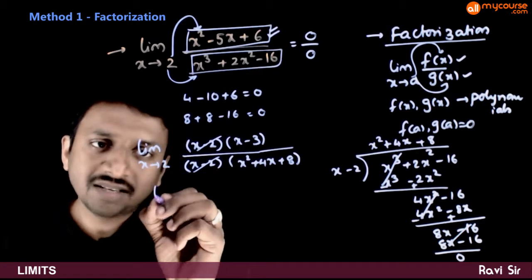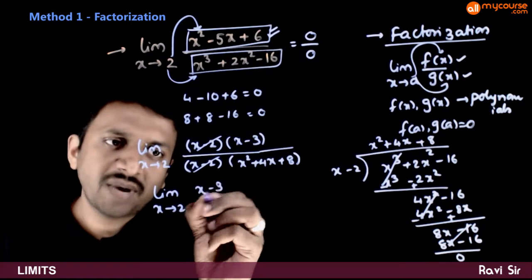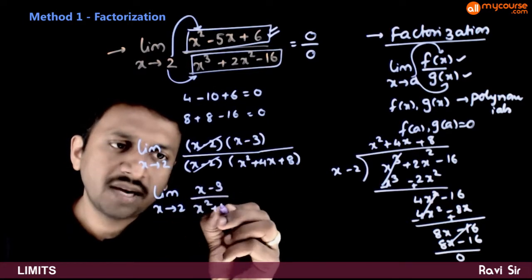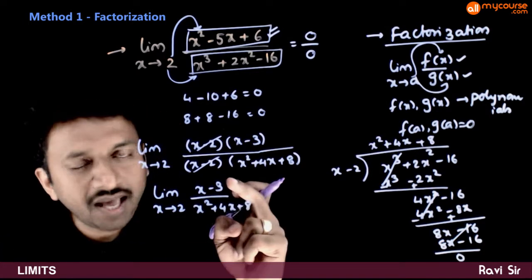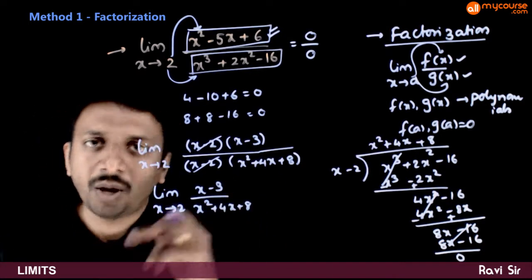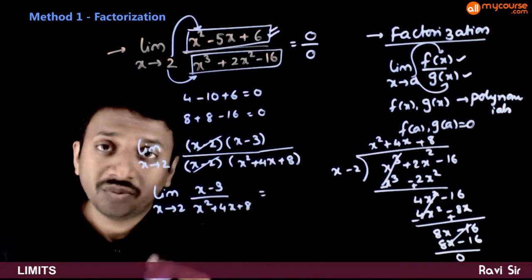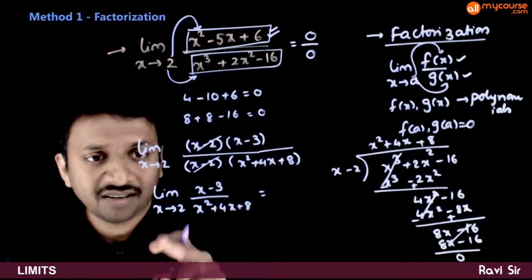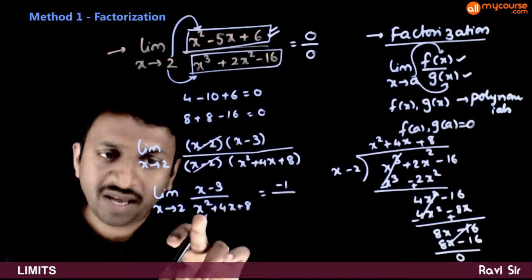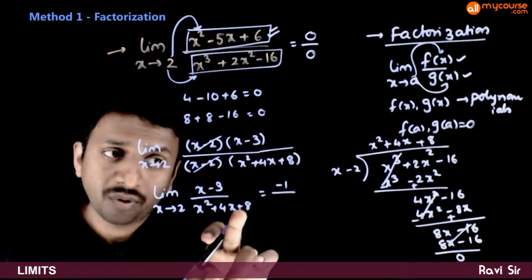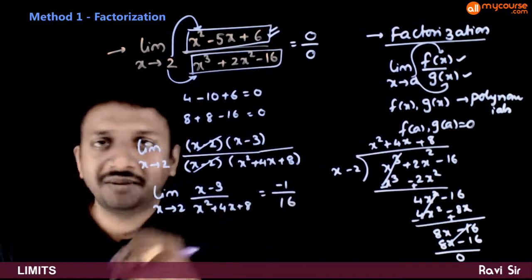So once I cancel this out, this is equal to the limit x tends to 2, (x minus 3) by (x square plus 4x plus 8). Now again, this is of the form polynomial by polynomial. Now you do the direct substitution again. So is the indeterminacy cancelled? Yes. 2 minus 3 is minus 1, divided by 4 plus 4 plus 8. That is 8 plus 8 is 16.